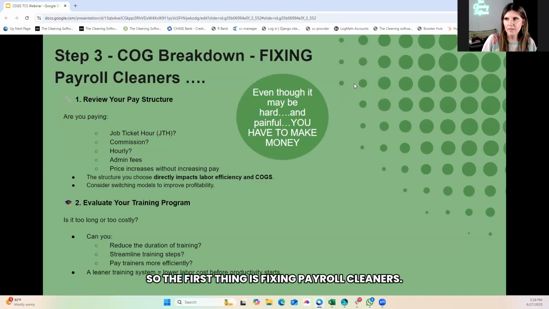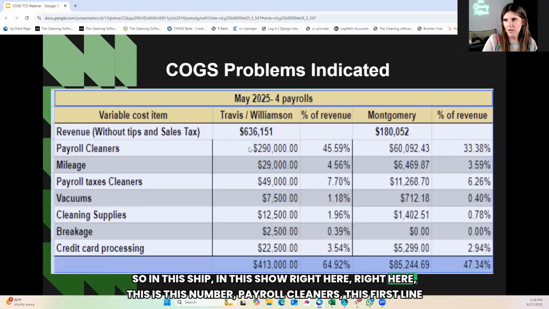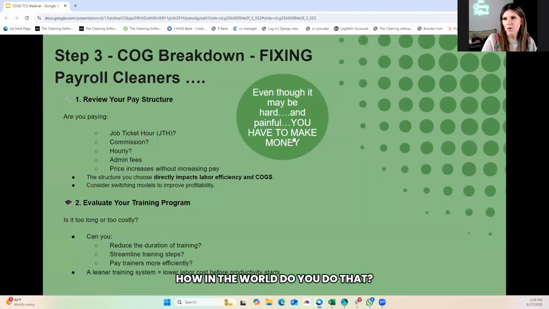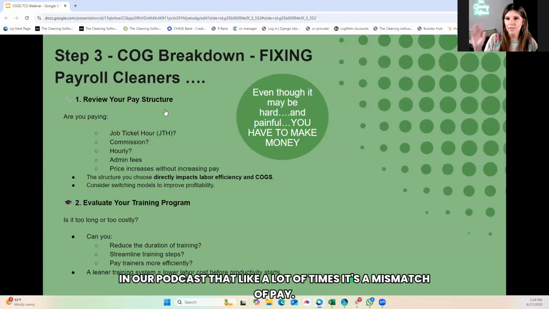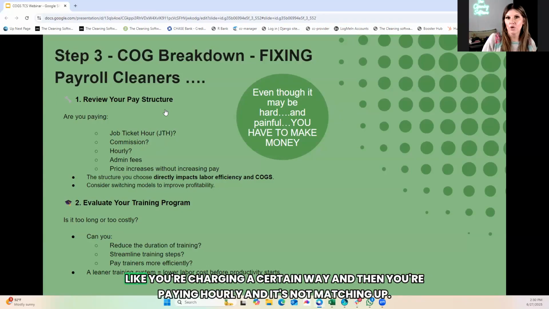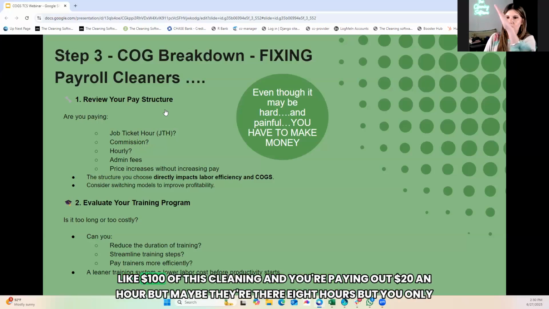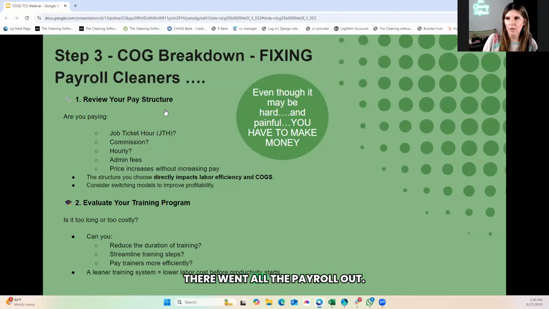So the first thing is fixing payroll cleaners. In this sheet right here, this is the number, payroll cleaners, this first line item. How in the world do you do that? This is a big long discussion, right? It depends on how you're paying. Like Dan had said in one of our podcasts, a lot of times it's a mismatch of pay. You're charging a certain way and then you're paying hourly and it's not matching up. Like $100 for this cleaning and you're paying out $20 an hour, but maybe they're there 8 hours, but you only charged for 4. There went all the payroll.